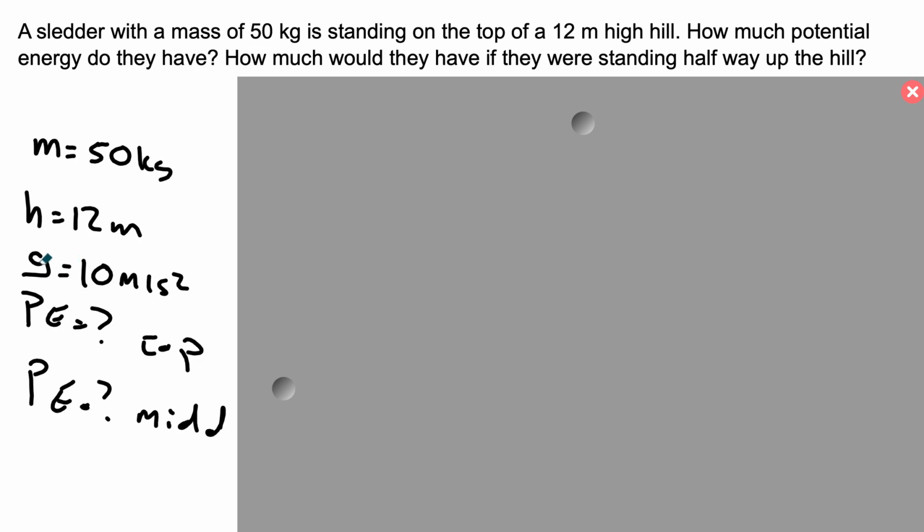Now the acceleration due to gravity, we have been using 9.8 meters per second squared the entire year. To make this math easier, so I don't have to reach for my calculator, let's round it to 10 meters per second squared. So we won't get an exact answer, but it'll be close enough for us. And then what we're looking for is the potential energy at the top and the potential energy in the middle.